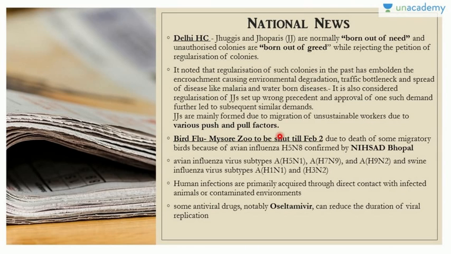It also noted that these Jhuggi Jhopdis cause a lot of environmental degradation, and a lot of them have very poor living conditions, which is a breeding ground for diseases. So inevitably, the government has to spend a lot on their health services, and these unregularized colonies cause environmental degradation, travel bottlenecks, and the spread of diseases like malaria and waterborne diseases.